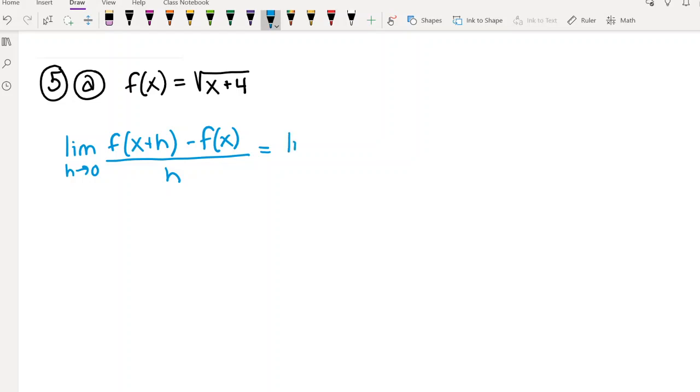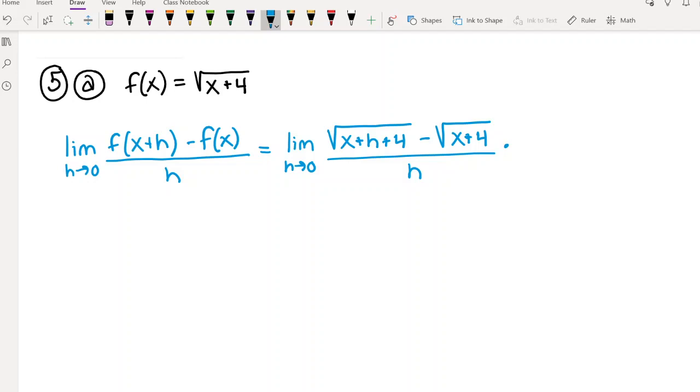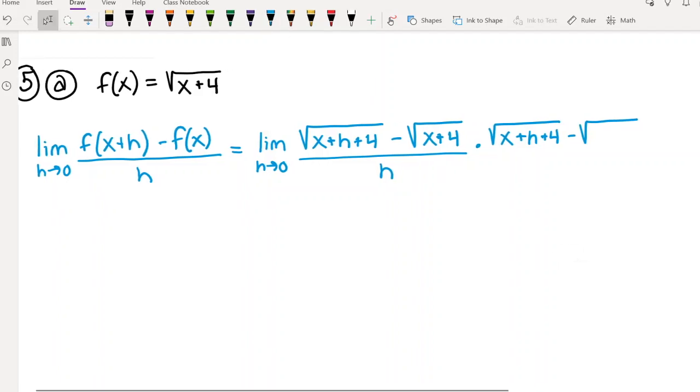All right, so what is that going to look like for this function? It's going to be the square root of x plus h plus 4 minus the square root of x plus 4, all divided by h. This is actually pretty similar to one that we did earlier, where we just have to multiply by the conjugate, right? So we're going to multiply by the square root of x plus h plus 4 minus the square root of x plus 4.